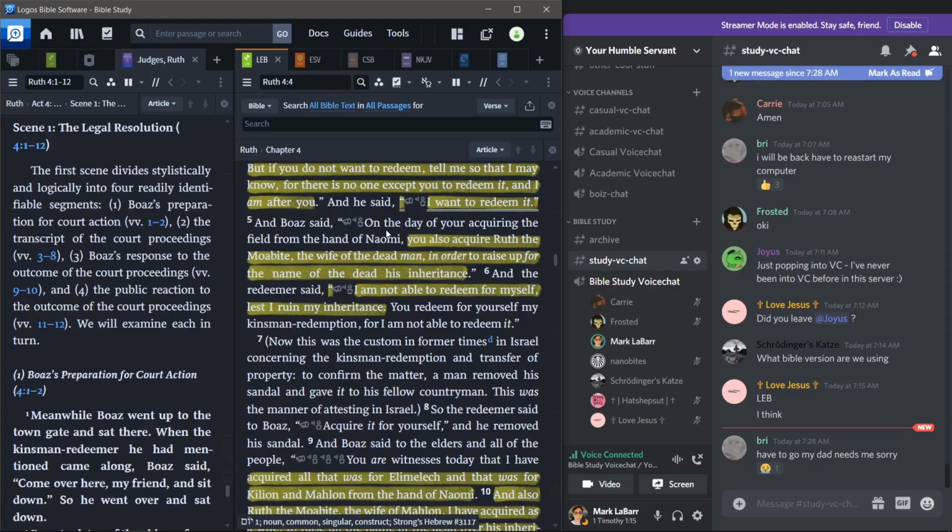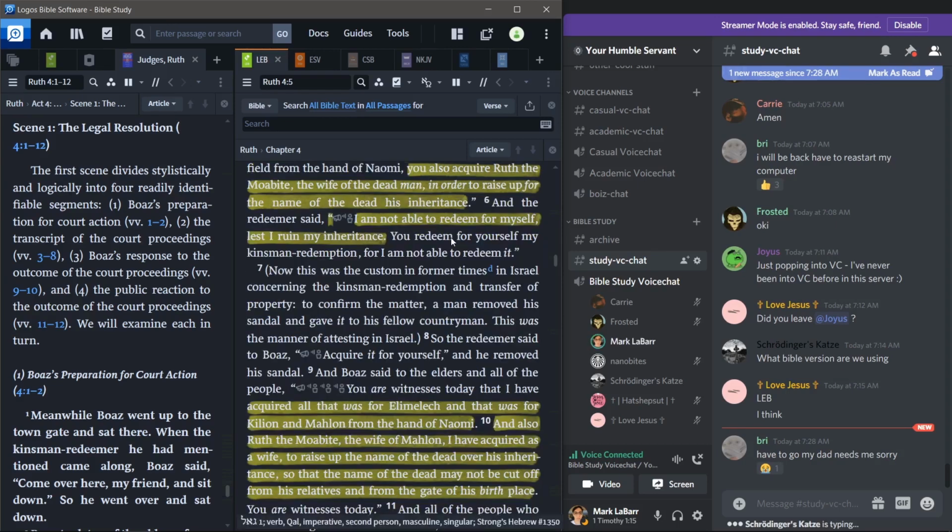But he says Ruth the Moabite, so he might be phrasing it to kind of discourage him, and in showing his own desire to be Ruth's husband. So pretty interesting stuff here. However, verse 6, and the Redeemer said, I am not able to redeem for myself, lest I ruin my inheritance.